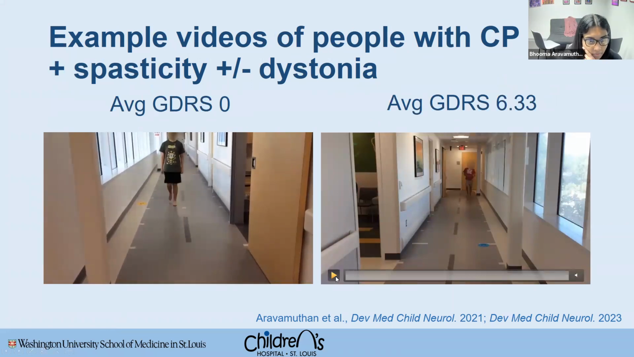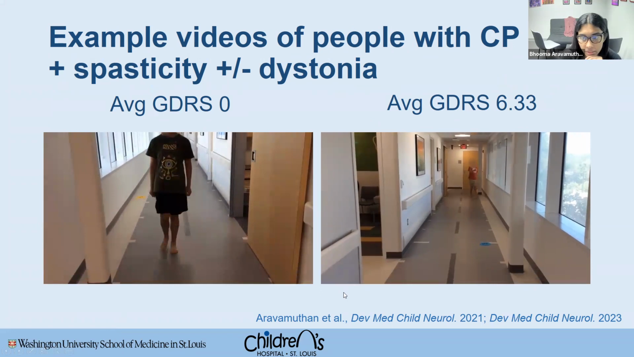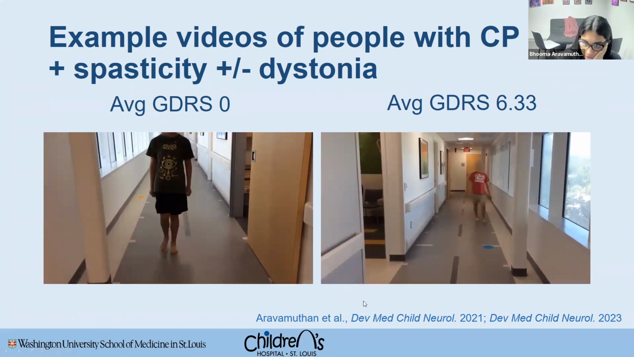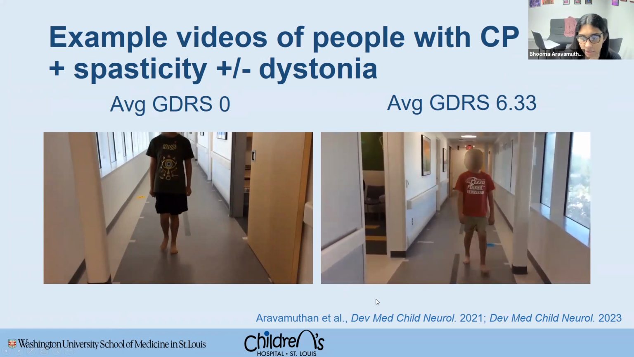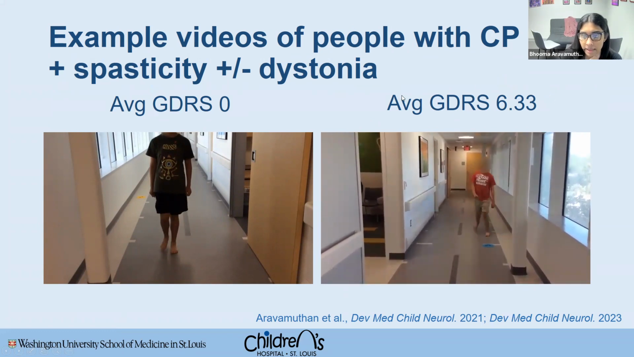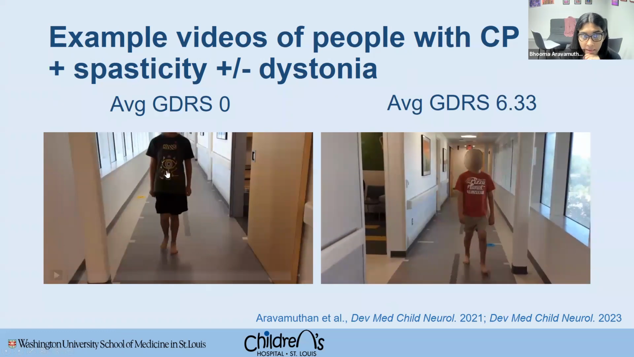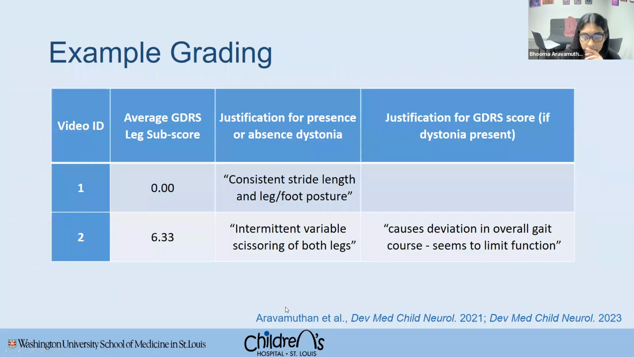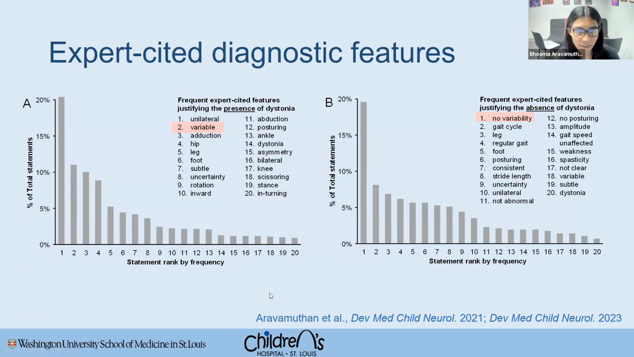This person on the left is a person with mild gastrocnemius spasticity, but no dystonia, and you'll see a pretty consistent regular gait. This is a child that has both hip adductor spasticity and gastrocnemius spasticity and dystonia, and you'll see a variability in their gait pattern as they walk, variable adduction specifically of these legs coming in. They had an average GDRS, Global Dystonia Rating Scale, that was high. This person had a GDRS of 0, suggesting they had no dystonia. And if we look at the specific features that experts cited, it was this variability, variable scissoring, variable adduction, limitations to function that were noted in this child with dystonia, and consistent stride length and leg and foot posture was noted for the child without dystonia. We can quantify this across the board.